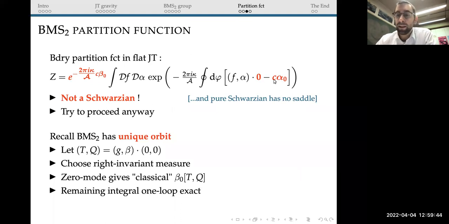And then this remaining integral now is one loop exact. In fact, in our paper, by the way, we didn't even write this term. We just performed this integral here. In fact, we performed it for arbitrary T naught and Q naught, but we never tried to phrase it in terms of this invariant here.